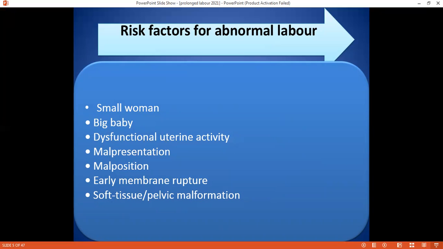Early membrane rupture. The membranes should rupture normally towards the end of the first stage or during the second stage of labor. So early rupture before good cervical dilatation indicates something wrong or an abnormality such as malposition. Soft tissue or pelvic malformations, such as uterine fibroid or pelvic fractures.